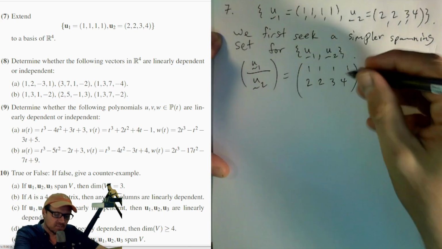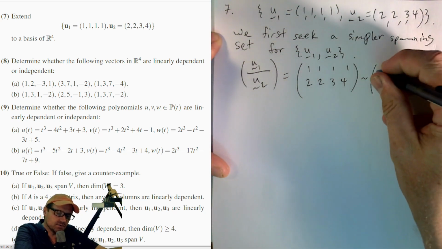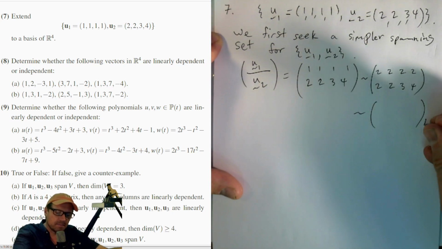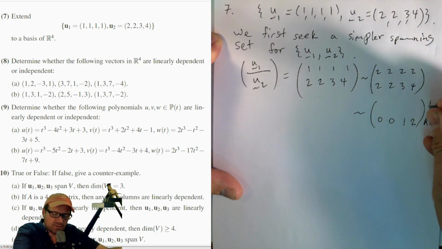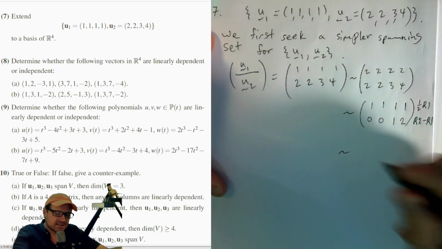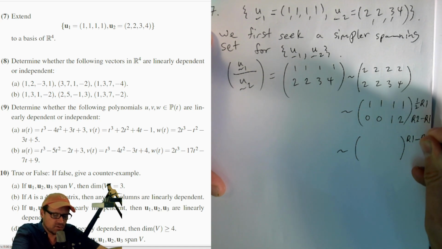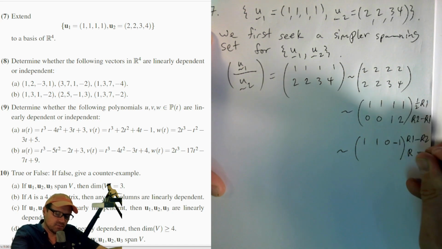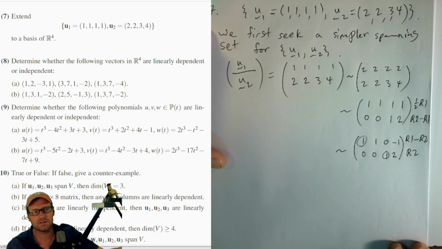Let's multiply row 1 by 2, and then replace row 2 with row 2 minus row 1. So we have 0, 0, 1, 2. Let's replace row 1 with 1/2 of row 1, so 1, 1, 1, 1. Next, let's replace row 1 with row 1 minus row 2. We have 1, 1, 0, minus 1, and let's keep row 2 the same. So we have a pivot here, and a pivot here. This is in row reduced echelon form.